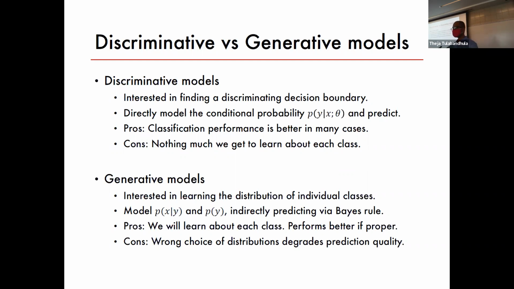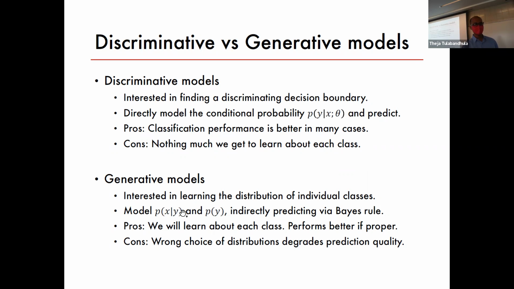Per class, how does the distribution of my features look? So they model the corresponding probability of x given y instead of y given x. And of course, they also model the probability of y. So this is another way of saying they model the joint probability of x and y, and make predictions via Bayes rule.